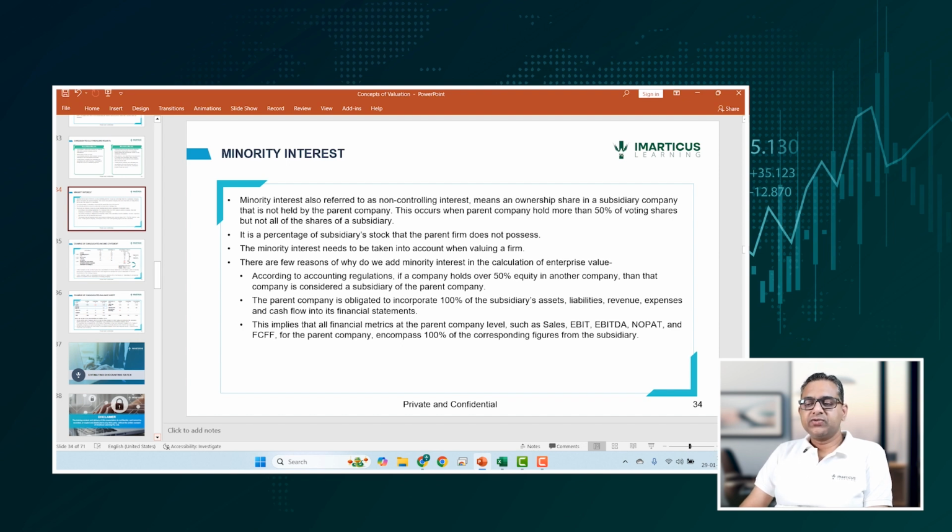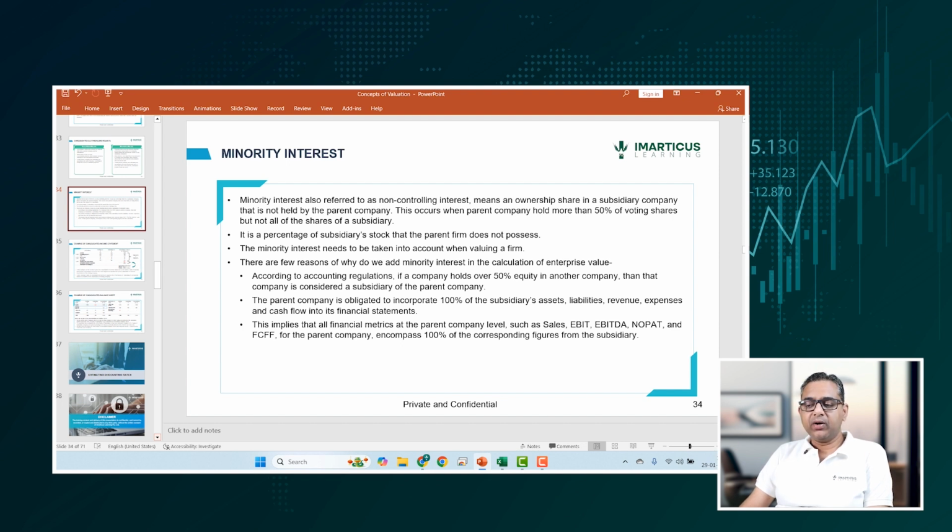It is a percentage of subsidiary stock that the parent firm does not possess. The minority interest needs to be taken into account when valuing a firm. There are a few reasons why we add minority interest in the calculation of enterprise value. Why do we do that? If a company holds over 50% equity in another company, then that company is considered a subsidiary of the parent company.